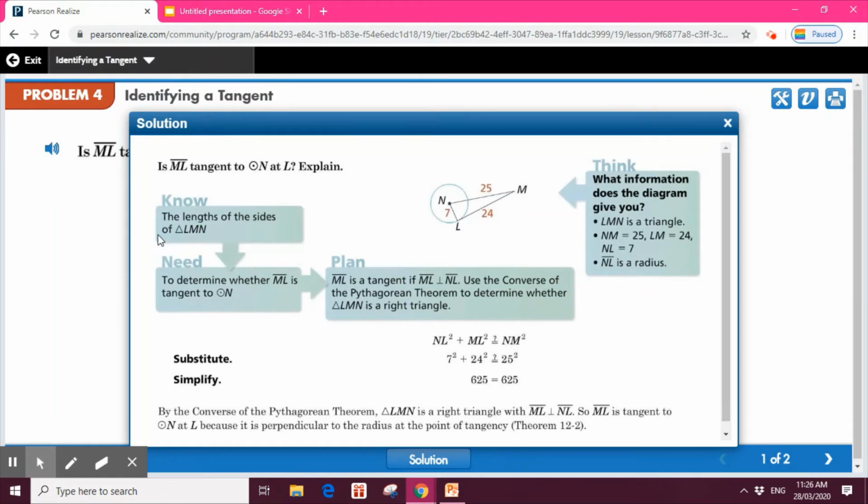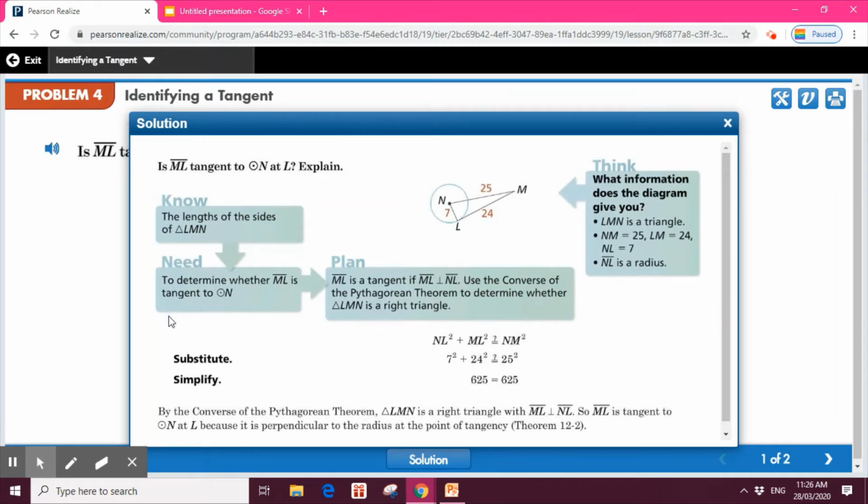What we know, the lengths of the sides of triangle LMN. They have the measurement of sides. We have line segment NL, which is 7, line segment ML, which is 24, and line segment MN is 25. Think, what information does the diagram give you? LMN is a triangle, and we have the given measurements. And line segment NL is a radius.